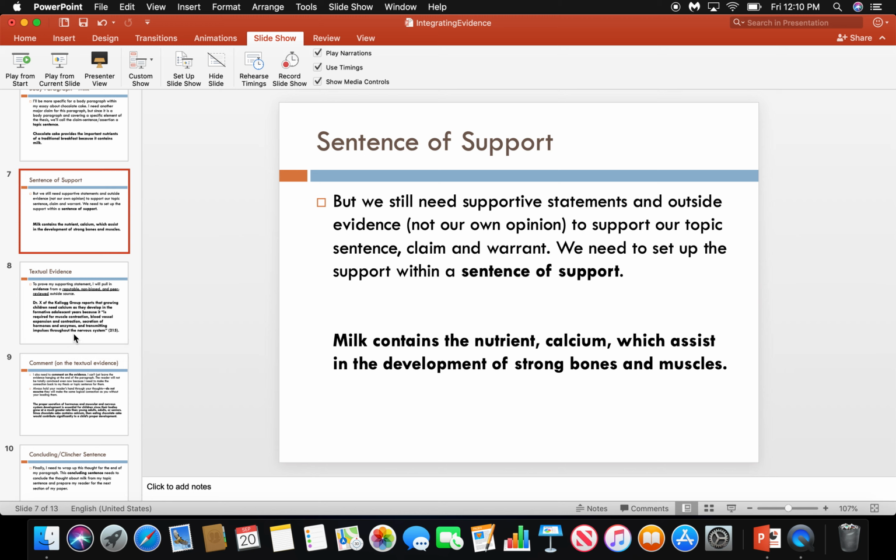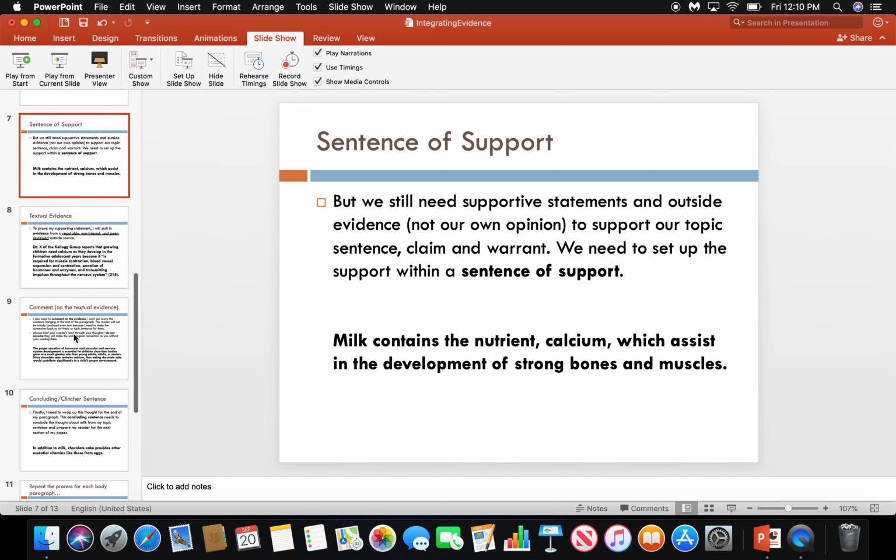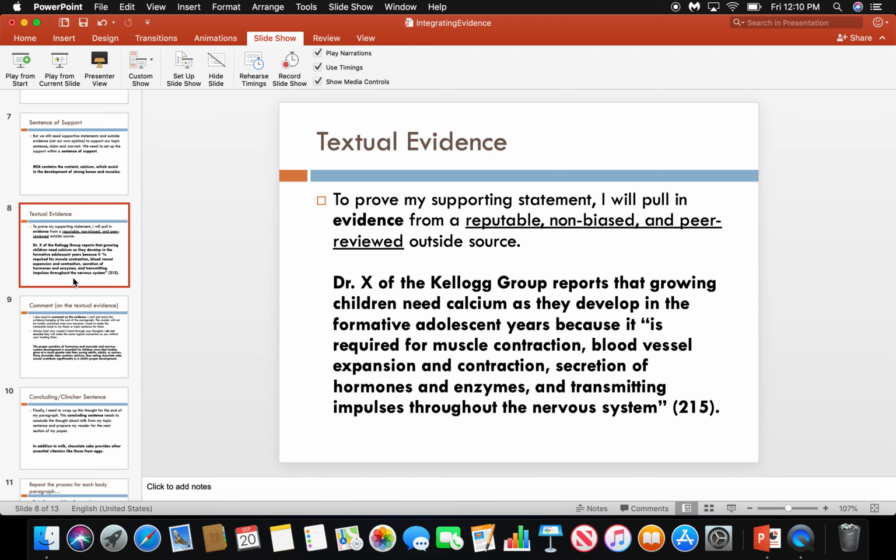So we still need supportive statements or outside evidence, which is not our own opinion, to support a topic sentence, claim, and warrant. We need to set up the support with a sentence of support. This would be the evidence part of our TEST acronym for my foundation students. So the example here is milk contains the nutrient calcium, which assists in the development of strong bones and muscles. So to prove our supporting statement, we will pull in evidence from a reputable, unbiased, and peer-reviewed source.